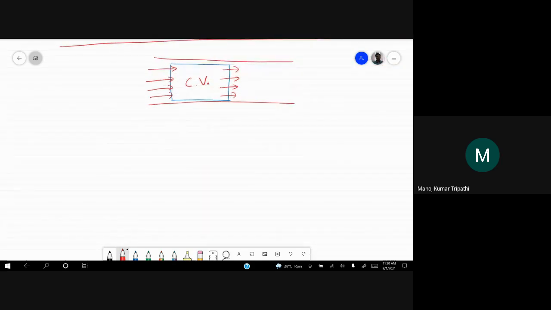So now we have to write the laws of physics for this volume. What are the laws? One of the laws is conservation of mass. It says that whatever mass goes into this volume has to either come out or get accumulated inside this control volume. For example, you have a tire tube, tire of a car, a bike, a cycle.